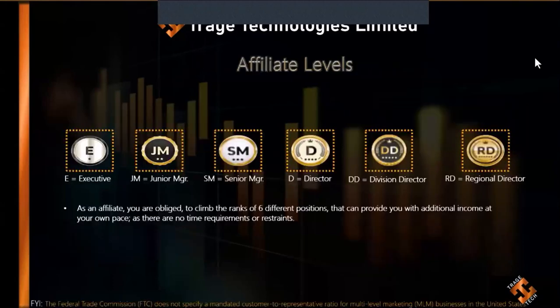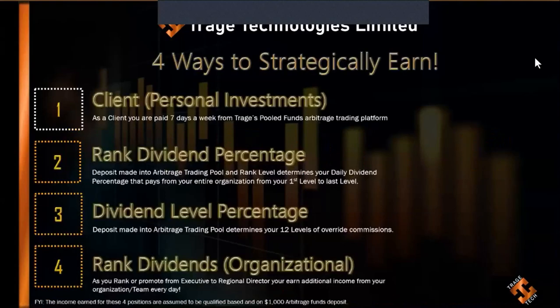Okay? Watch this. Now, as an affiliate, you are obliged to climb the ranks of 6 different positions that can provide you with additional income at your own pace, as there are no time requirements or restraints. Pretty cool, right? You can do it on your own at your own pace. Now, there are 4 ways to strategically earn money. Number 1, you are a client first. Number 2, rank dividend percentage. Number 3, dividend level percentage. Number 4, rank dividend organizational.